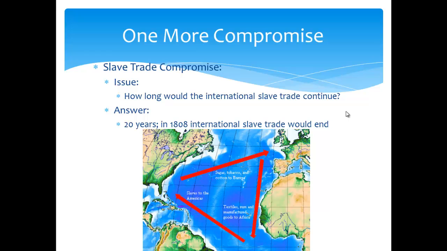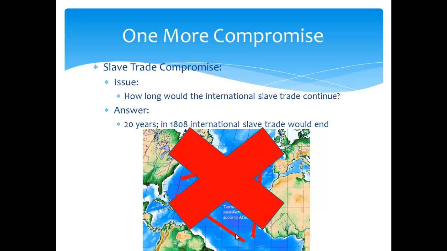So what we see here is that for the next 20 years, and in 1808, the international slave trade would end. So if you think back to colonial America, and we talk about the triangular trade, and especially this passage going from Africa to the Americas, this bottom leg here, that's called the Middle Passage. This will be outlawed, at least for the United States, in 1808. So we really see this Middle Passage triangular trade start to end during this time. So in 1808, it no longer is legal.